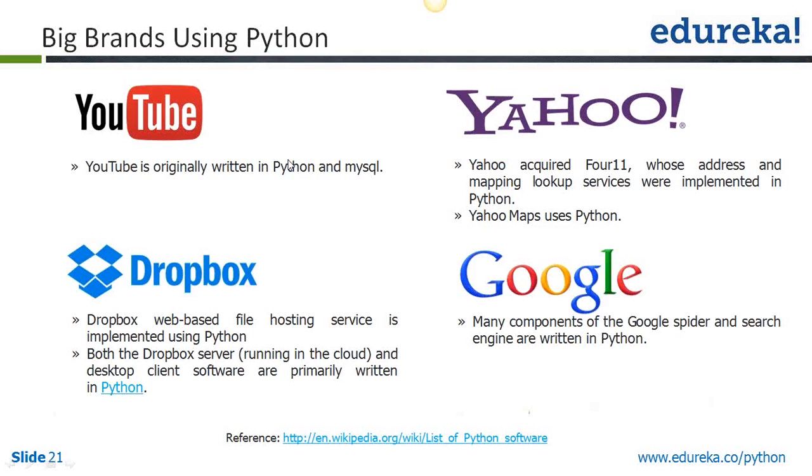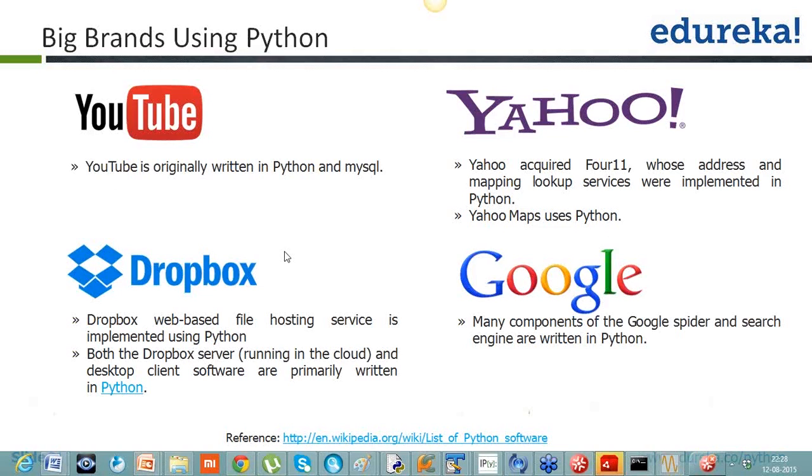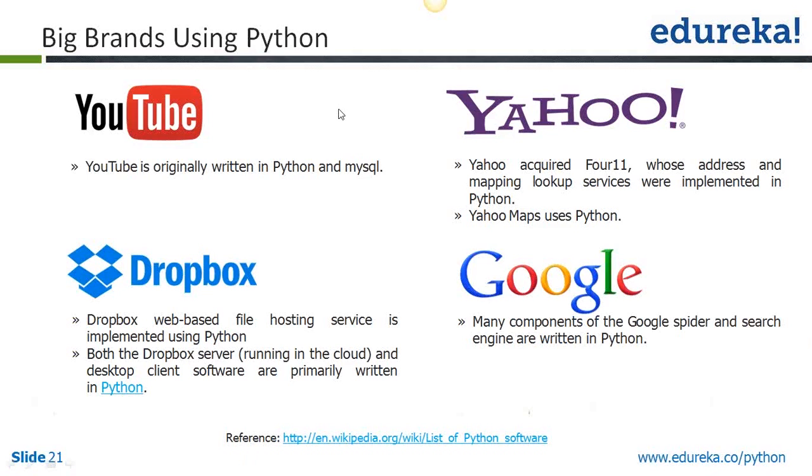So, Python's popularity. Let's see the big brands using Python. YouTube was originally written in Python and MySQL. This is how the big brands started, and then the MNCs started, and then the outsourcing and consulting companies. Yahoo acquired 411, whose address and mapping lookup services were implemented in Python, so Yahoo Maps uses Python. Many components of the Google spider and search engine are written in Python. Dropbox is completely built using Python. The Dropbox server runs in the cloud, and its desktop client software is also written in Python.